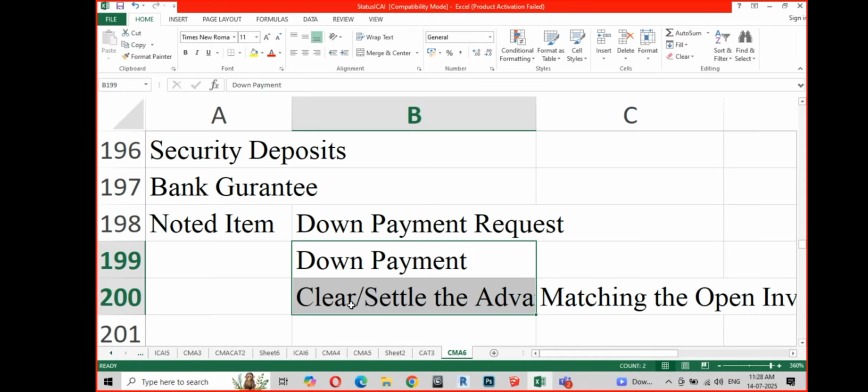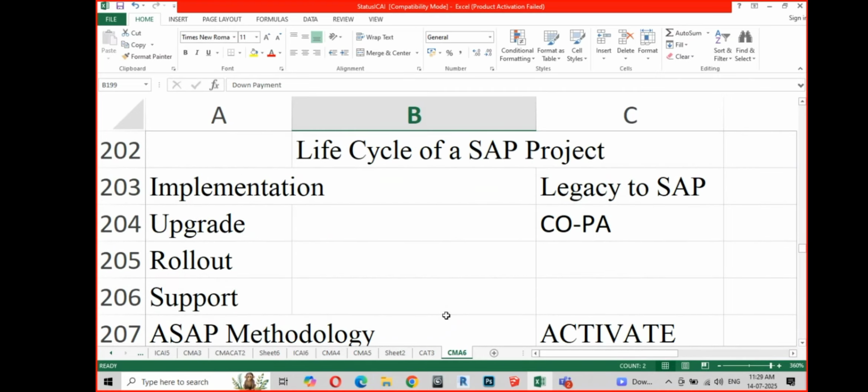So this was about the concept of the down payment. After which we touched upon a very generic subject in the second half of our discussion. In the last hour or so, we covered the life cycle of an SAP project. Now, how does it start? What are the different categories of projects? What are the different kinds of projects?